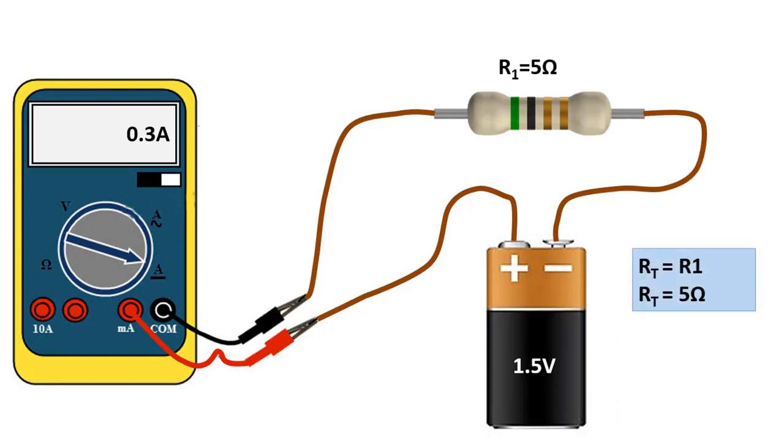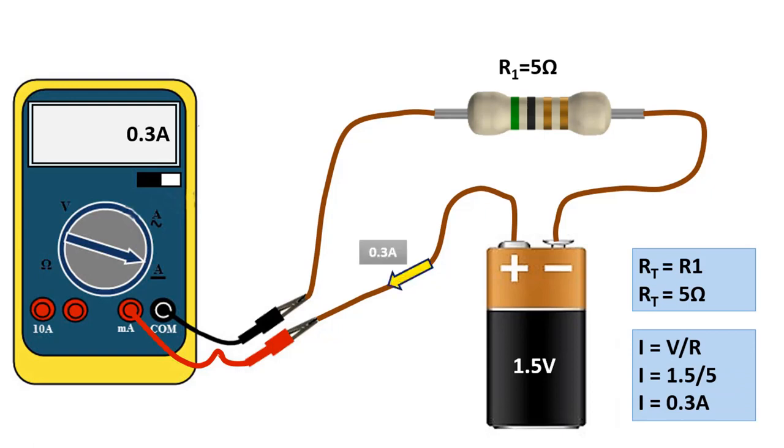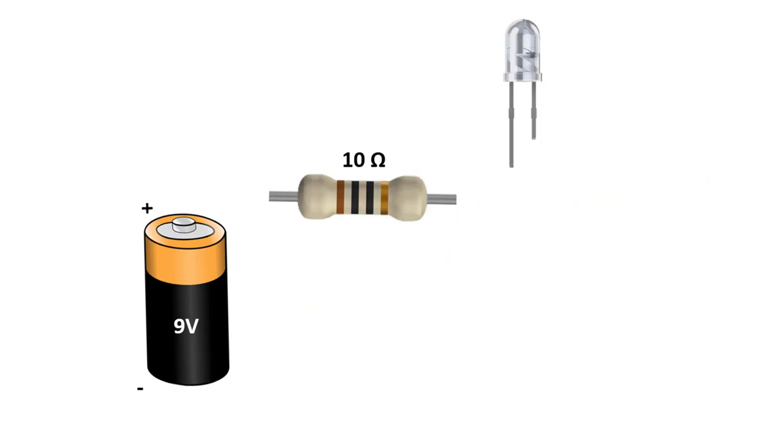In the ammeter function, when we connect the multimeter in series with the circuit, we can measure the value of 0.3 amps. This example will be very useful for us to understand the relationship between resistance and current.